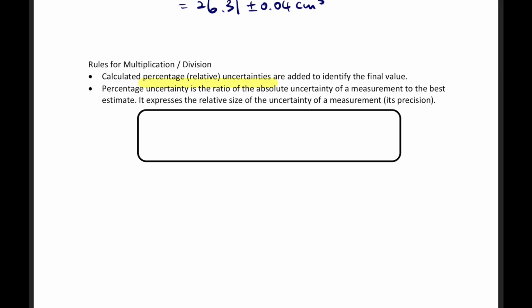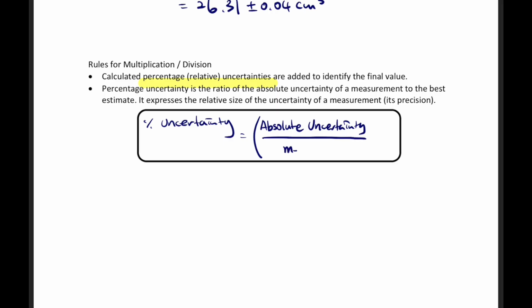Okay, so in order to calculate the percentage uncertainty, we have to use a formula. The percentage uncertainty is the same as the absolute uncertainty divided by the measurement, times 100. So absolute uncertainty is like your measurement uncertainty, right?